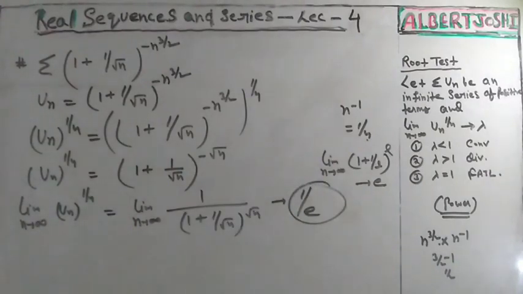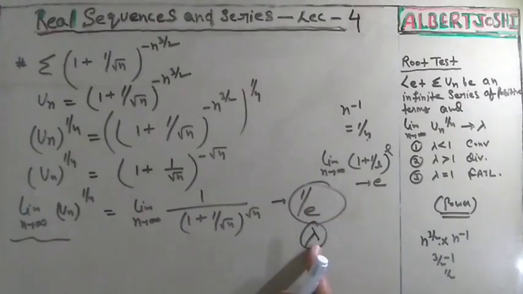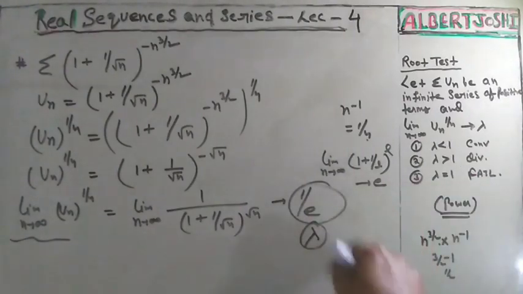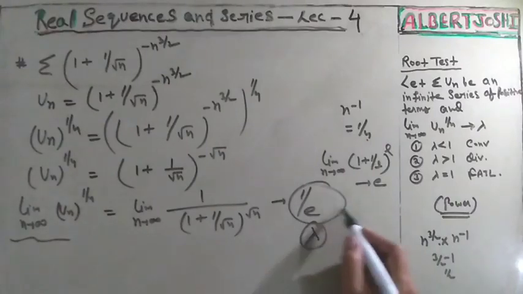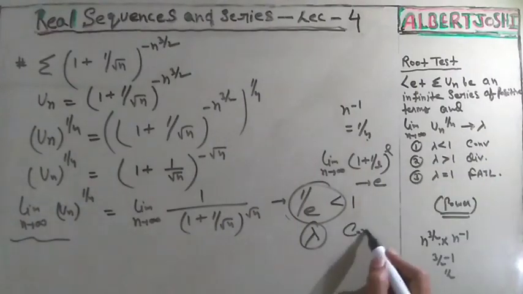Now you can see that limit n tends to infinity of un to the power 1 upon n is 1 upon E, that is converging to lambda, that is finite and non-zero. This is a finite value. Is lambda greater than 1 or less than 1? Now we will check it. 1 upon E, we can see that this is less than 1. So if this is less than 1, then this is convergent. This is your root test.